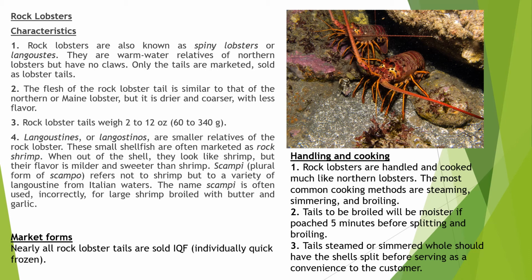Rock lobster is handled and cooked much like northern lobster. The most common cooking methods are steaming, simmering, and broiling. My favorite is grilling. I love grilled lobster. Tails to be broiled will be moist if poached 5 minutes before broiling.